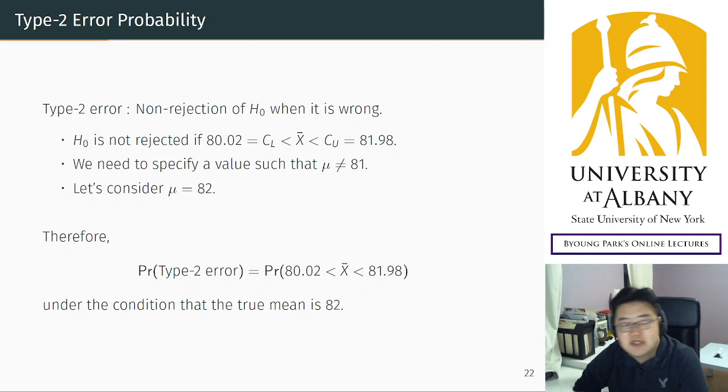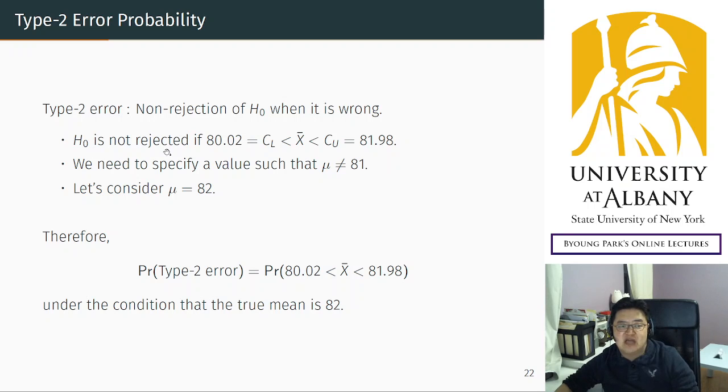Okay, now let's think about type 2 error probability. Type 2 error was defined as you do not reject a wrong null hypothesis. So your hypothesis was wrong, but if you fail to reject it, then that is another error, type 2 error. So then type 2 error probability is basically the probability of not rejecting the null hypothesis.